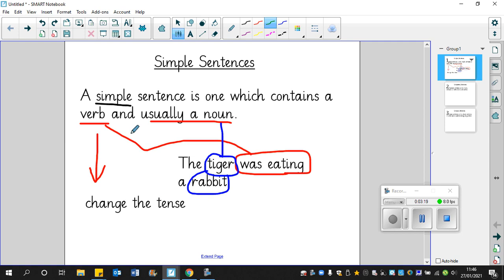The main thing to know about a simple sentence is that it's a sentence which usually contains a verb, has to have a verb in it, and usually a noun, and that's all. Okay, right.